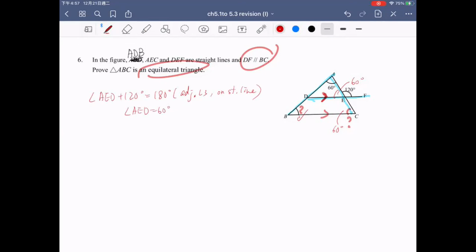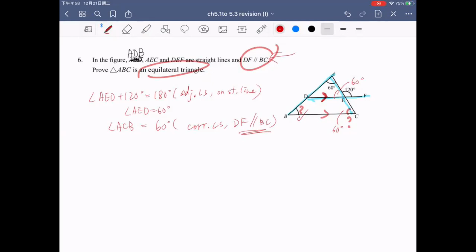So we have 60 degrees here for angle ACB because of corresponding angles, this time DF parallel BC. They are parallel because it's given in the question, so we can use corresponding angles, DF parallel BC. It is not corresponding angles equal. Corresponding angles equal is for proving parallel lines, and now we are not.